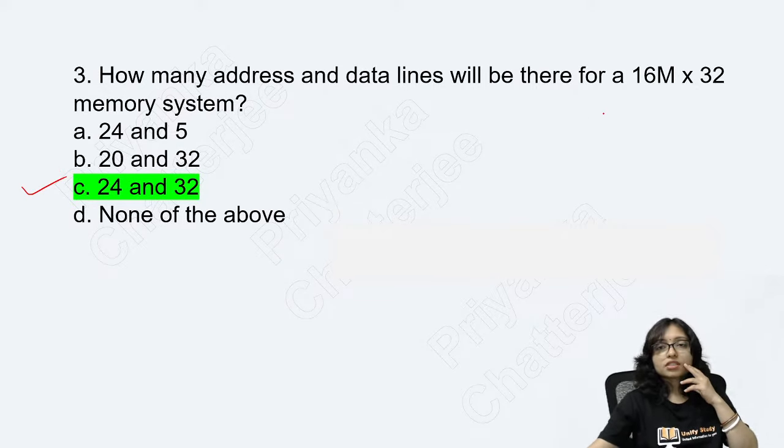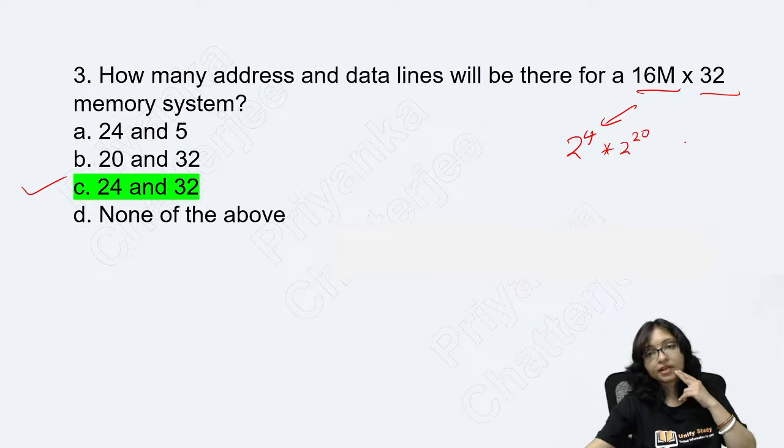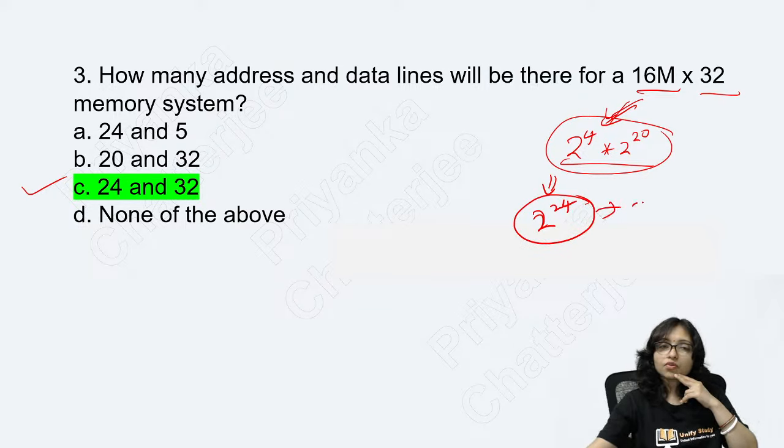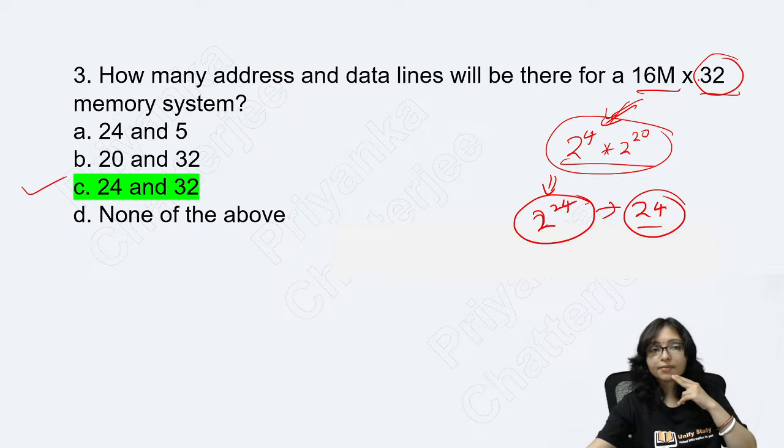Very good. 16M multiply into 32. 16M means 16MB. 2 to the power 4 is 16. Then 2 to the power 20. That is actually 16M. So this is 2 to the power 24. Right? This is actually 2 to the power 24. So from here I am getting 24 is the address. And 32 will be same as it is. There are no changes.